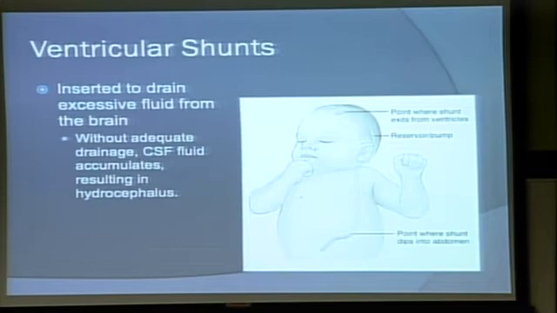The child ends up becoming irritable, vomiting, maybe semi-comatose. Usually, if they have a pump, the mom or the caregiver has tried to pump it. It's not working. The patient needs to be transported, and ultimately we'll probably have to have a new shunt put in.